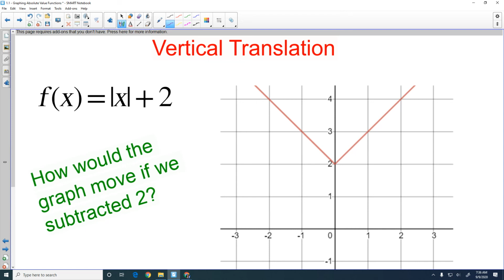Now, this one, if you think about our original parent function, that was just the absolute value of x. The only change here is this plus 2. Now, looking at that graph, you can kind of see what happens, right? From the original one, what happened to the v? How did it move? How did it change? Where'd it go?